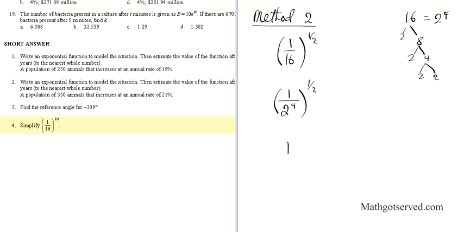So I have 1 to the 1/2 divided by 2 to the 4 over 2. 1 to the 1/2 is the square root of 1, which is just 1. And 2 to the 4 over 2, divide the top and bottom by 2, you have 2 squared. That becomes 1 over 2 squared, which is 1 over 4, so your final answer is 1/4. So there you have it.